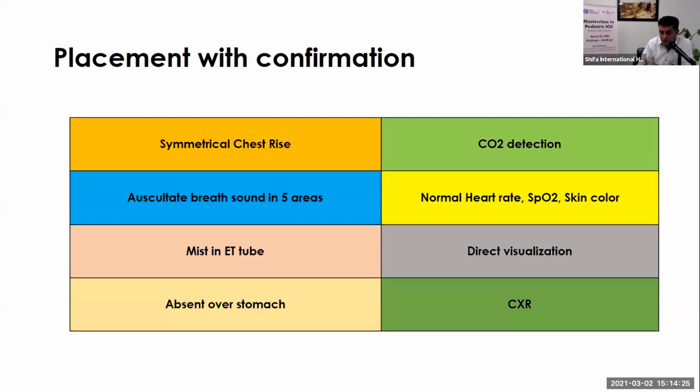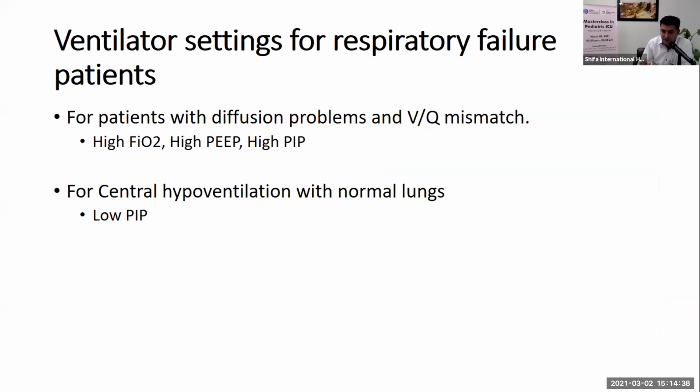Normal heart rate, and the SpO2 and skin color will improve. Direct visualization: the one who is intubating the patient will know that the tube has gone down through the vocal cords, and you can confirm it by chest X-ray. What do we do about the ventilatory settings for respiratory failure? Usually for diffusion problems like pneumonia and ARDS, and those having V/Q mismatch, we go for high FiO2, high PEEP, and high positive inspiratory pressure. But for those who have central hypoventilation problems and those who have normal lungs, you usually go for lower settings, because in those conditions the lungs are normal.